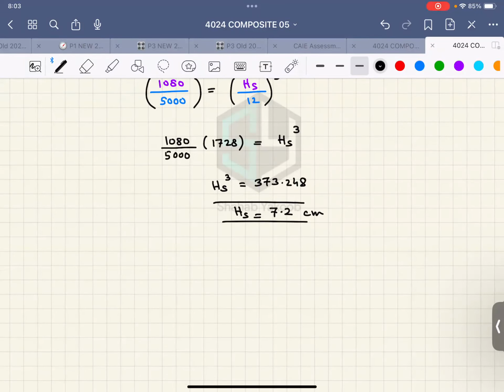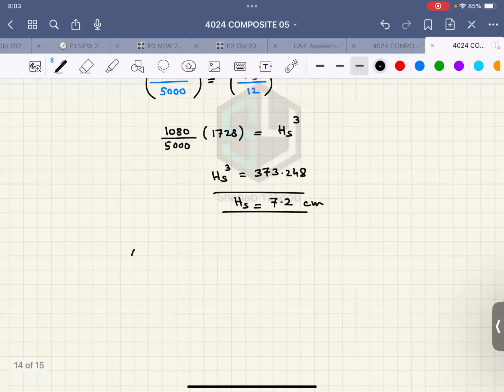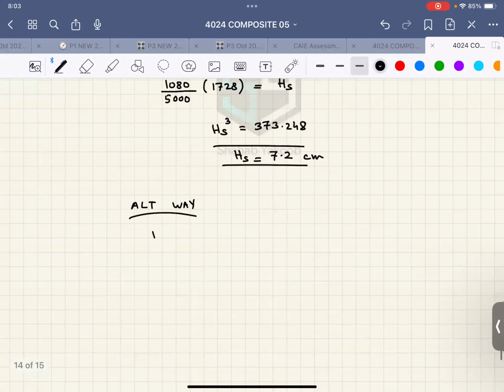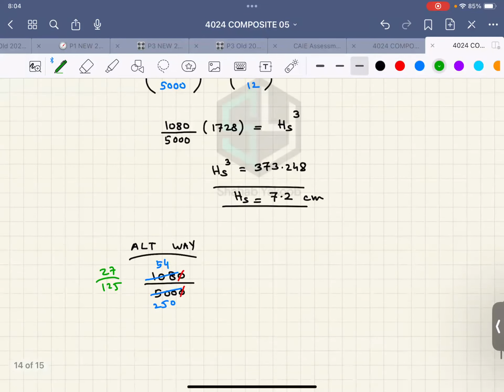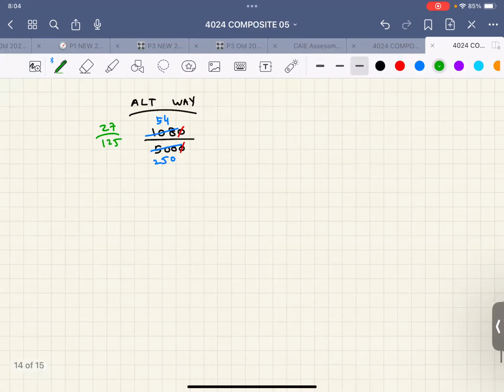Now, let me do one more thing. 108 divided by 500, and this is 0.216. Alternative way of working it out. 1,080 divided by 5,000. Cancel off the zeros. And this is 54 over 250. This further cancels out. This is 27 over 125. Now this makes more sense. Why? Because let me pick this thing and let me work it without the calculator. Maybe it can come in paper one.